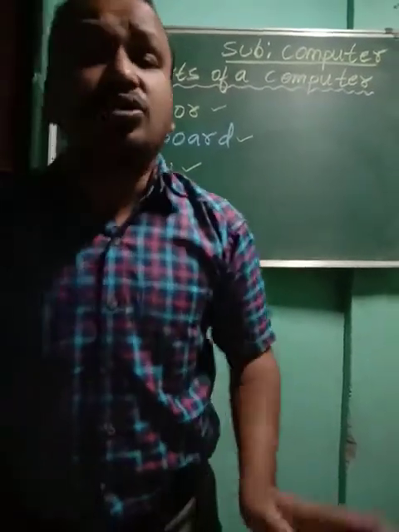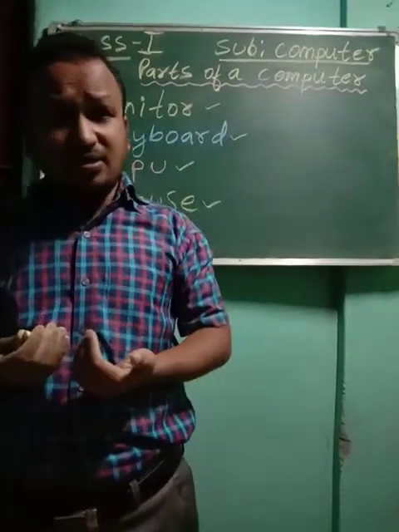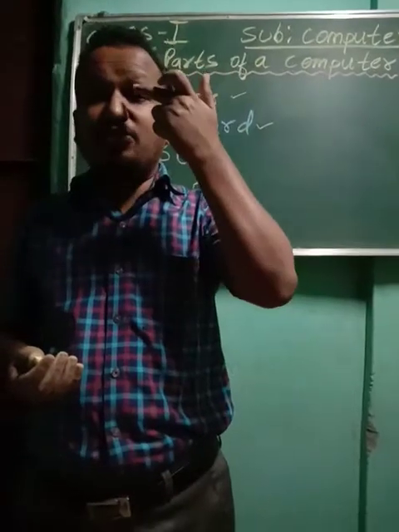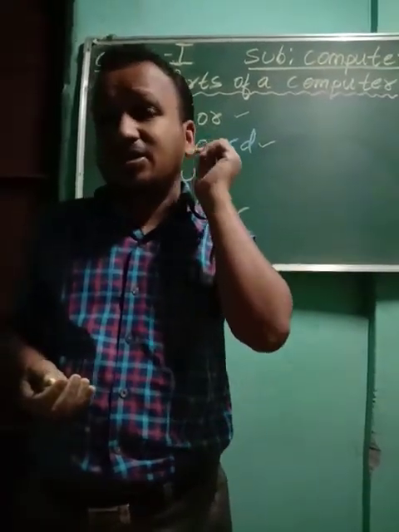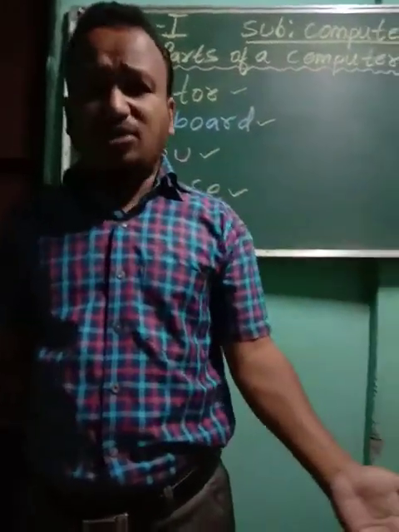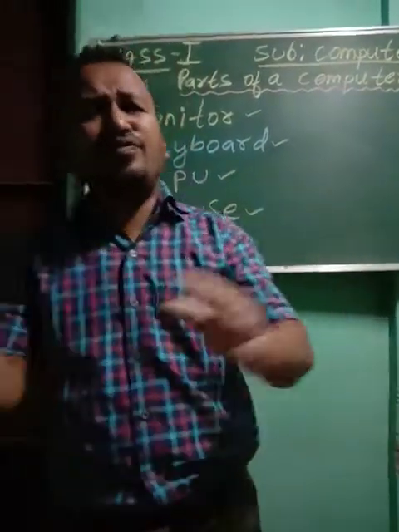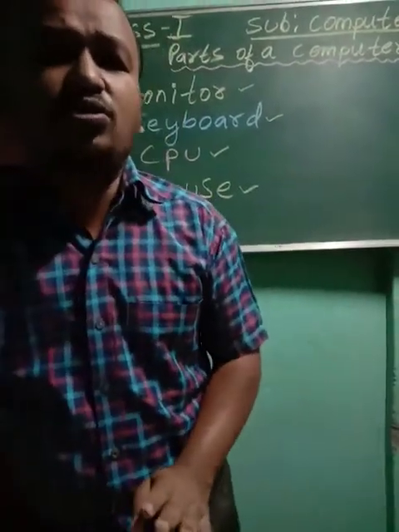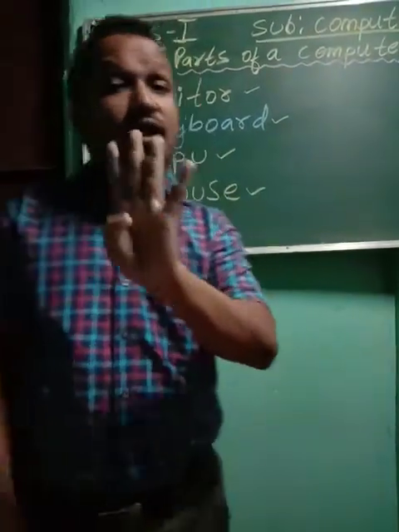Okay, remember. So how we have so many parts in our body? We have head, we have eyes, we have nose, we have ears, we have mouth. Okay, we have neck. So you see so many parts we have. So computer also has different parts. So first we are going to learn about only 4 parts.